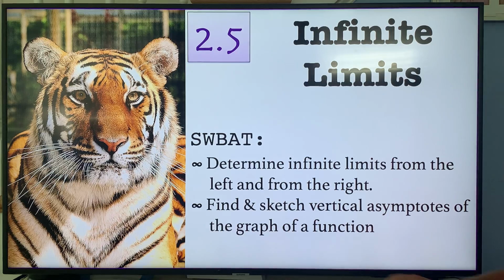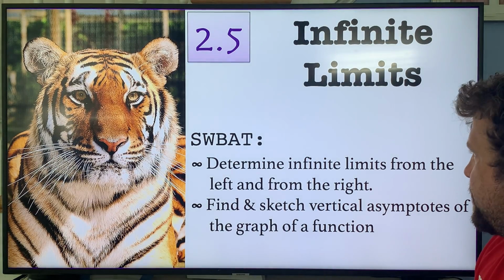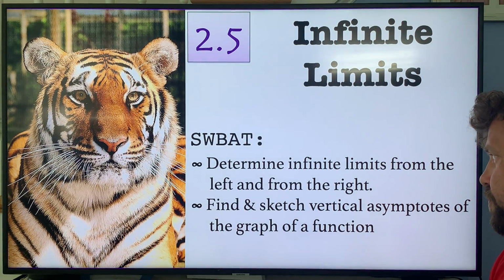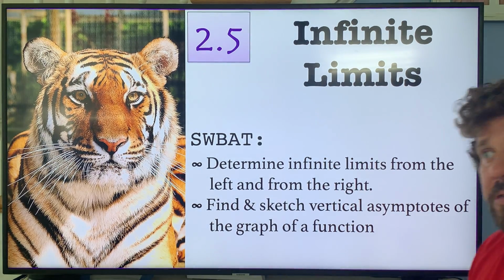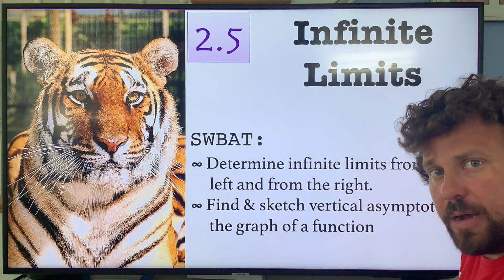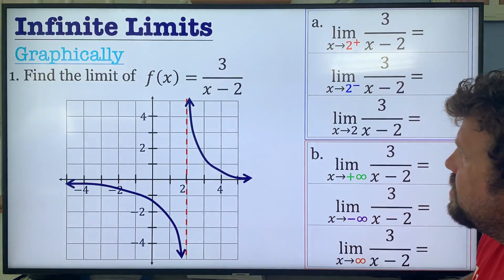Today we're going to determine the limits from the left side and the right side, if they're infinite. And we're also going to find and sketch some vertical asymptotes of a function. All right. Sound pretty good? I think so. So let's get into this first.